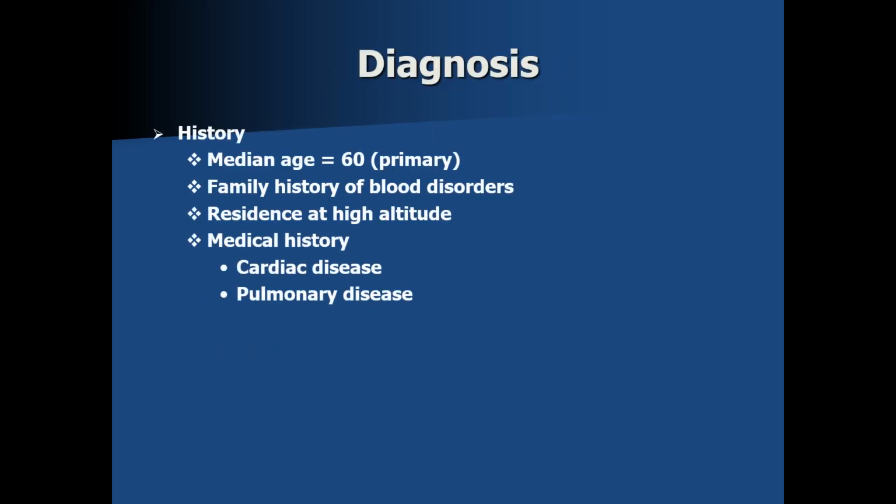The diagnosis of polycythemia is made on the basis of patient history, physical findings, and laboratory studies. Historical factors may include a median age of around 60 for primary polycythemia, a family history of blood disorders, residence at high altitude due to the low PO2, and there may be a medical history of cardiac and/or pulmonary disease.